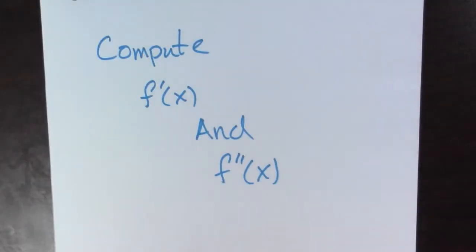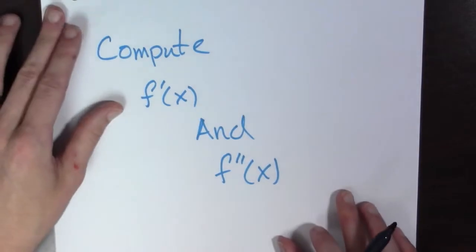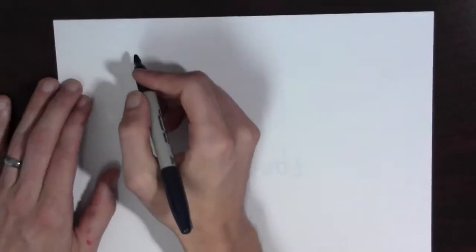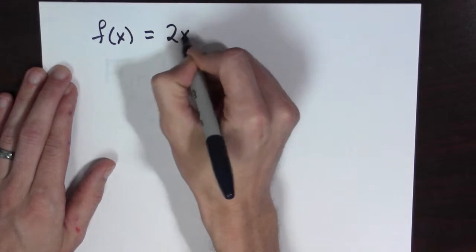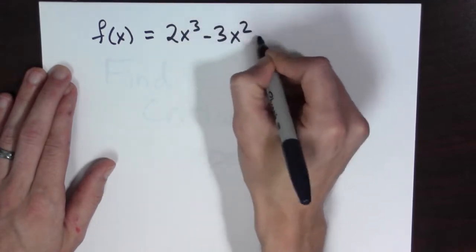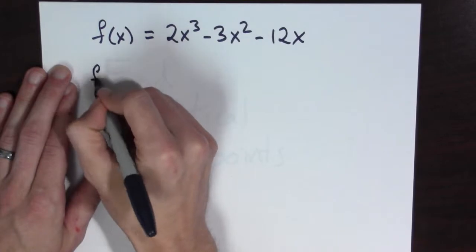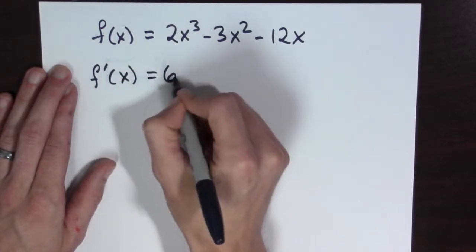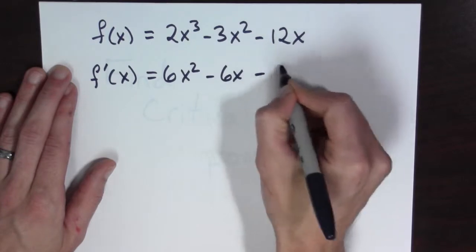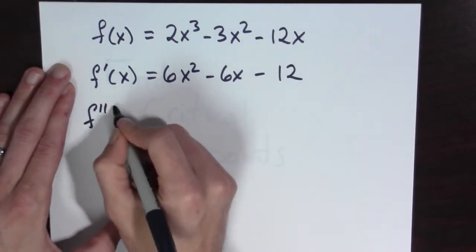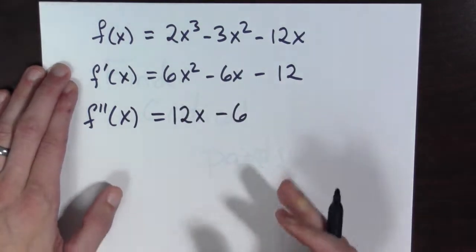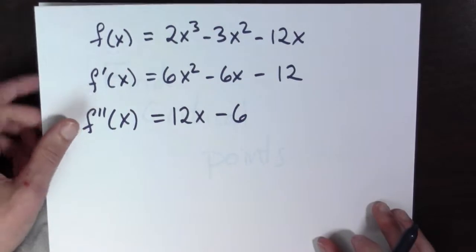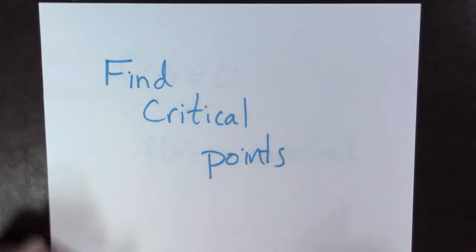So next, we're going to compute f prime and f double prime. We can do them both at once. So we know that f of x is equal to 2x cubed minus 3x squared minus 12x. So f prime of x is equal to 6x squared minus 6x minus 12, and f double prime of x is equal to 12x minus 6. Very easy.